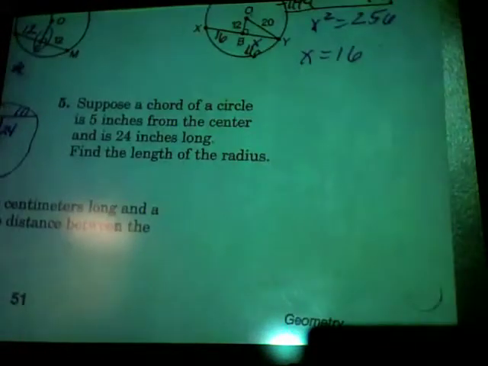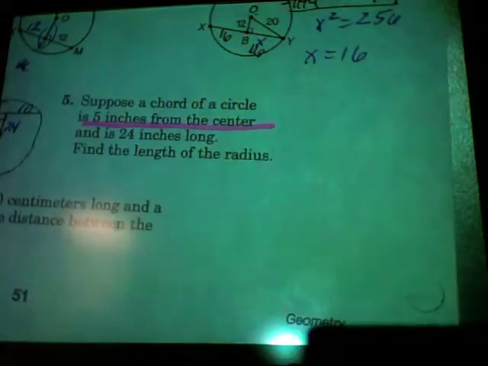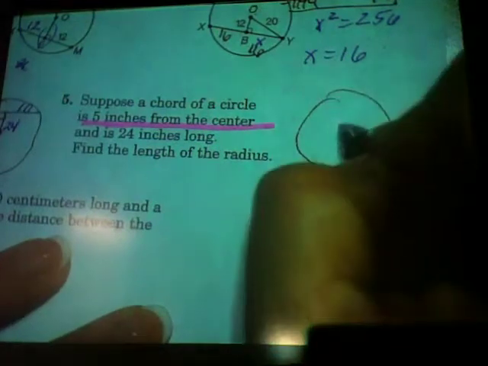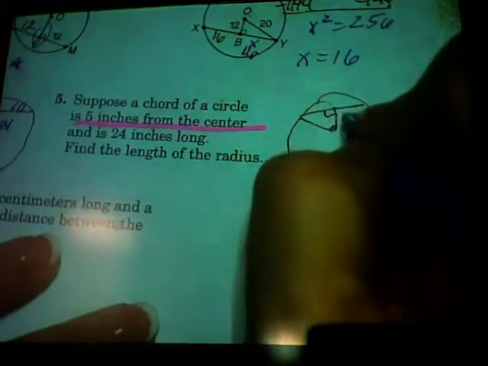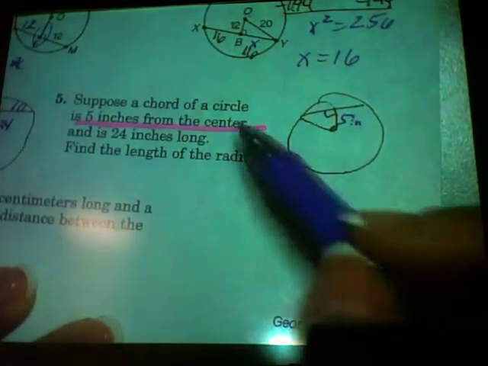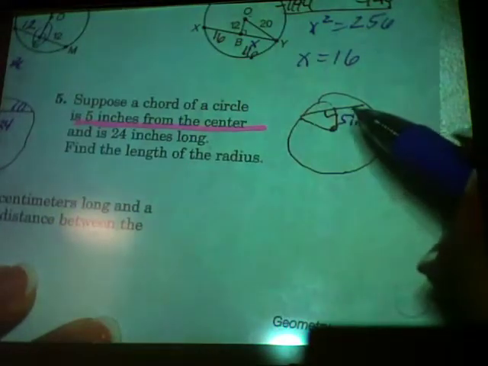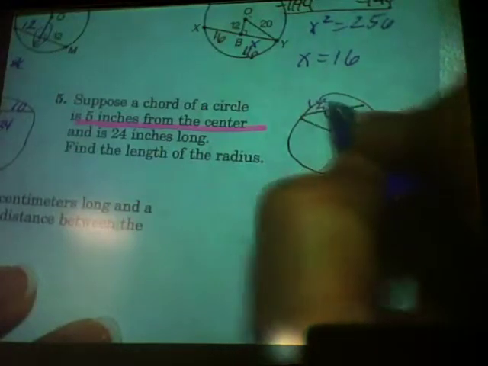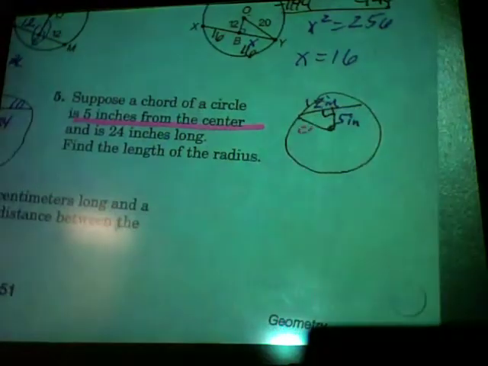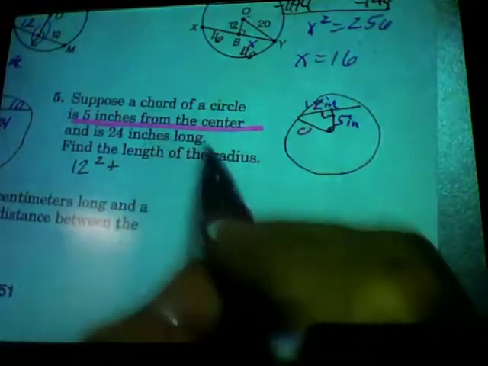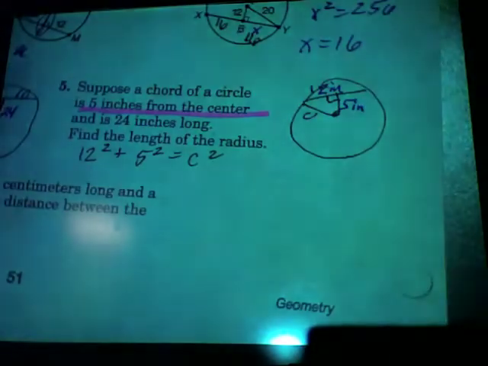Then look at 5. The important part of these is how to set it up. Suppose a chord of a circle is 5 inches from the center. Stop right there. A chord is 5 inches from the center. Immediately, I'm going to draw that picture again. Same picture. And they told us that the chord is 5 inches from the center. So here's 5 inches right there. And it is 24 inches long. How does that help me? I put 12 inches here, right? Because the whole thing's 24, split in half, it's 12. So isn't it exactly the same setup as the previous problem? There's your C. So you've got 12 squared plus 5 squared is equal to C squared. And you'll finish that later. Well, I'm not even going to make you finish it later.